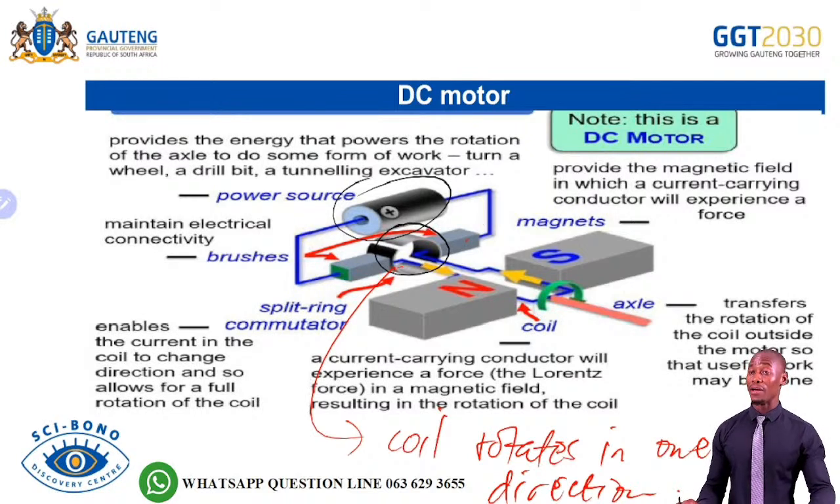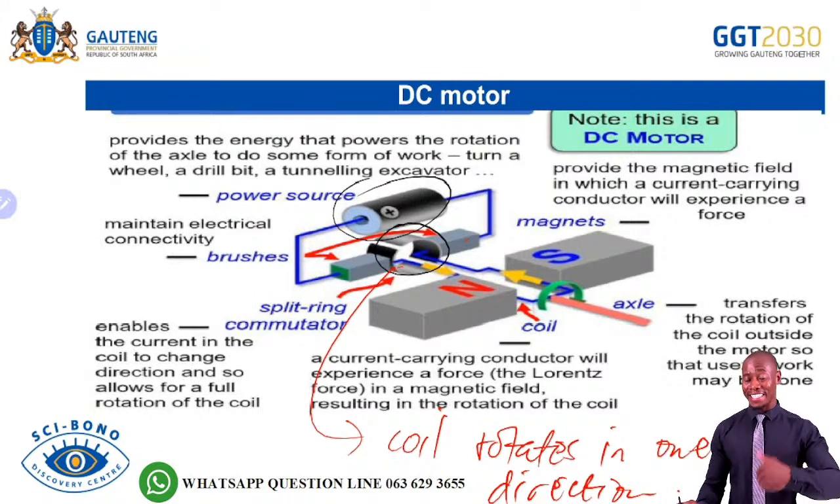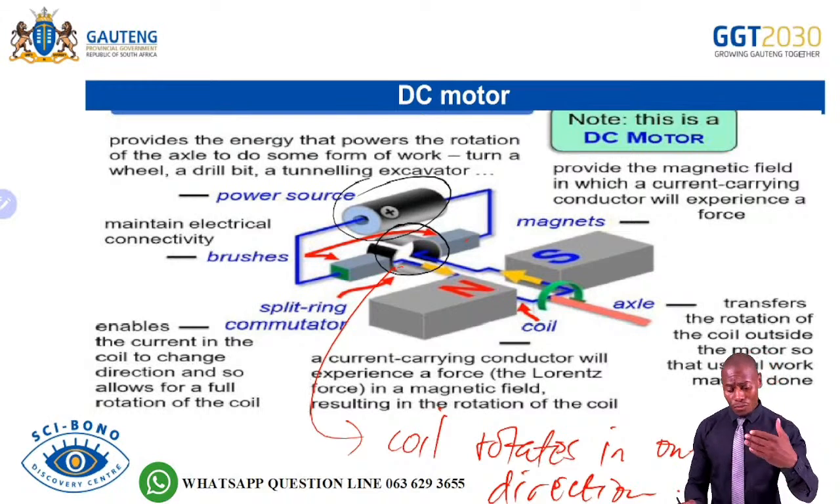Carbon brushes make contact with the split rings, to ensure that the current in the external circuit also reaches the internal circuit. Remember, the current is coming from the external circuit, where there's a source of power. So the carbon brushes make contact with the split ring commutator to ensure that the current also flows in the internal circuit.